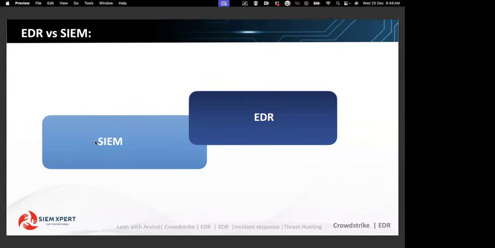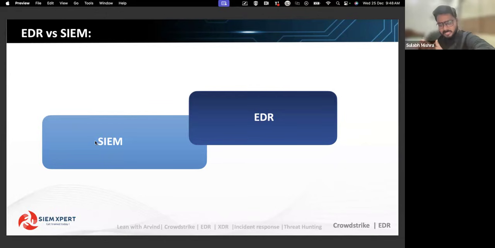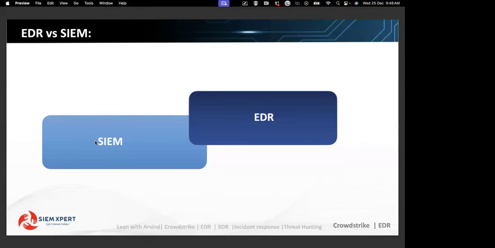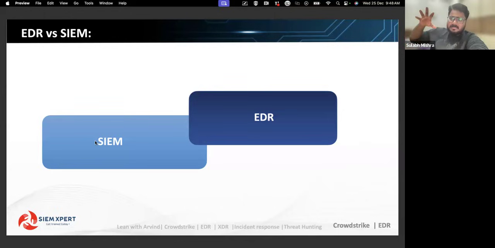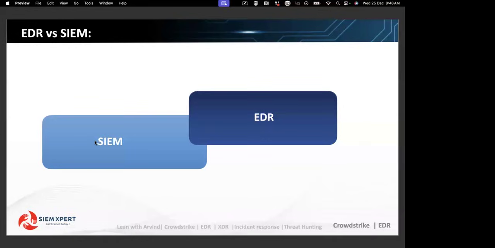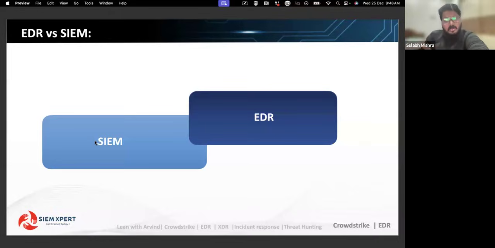Not only for analysis, you have to think about this. Correlation is the main thing. EDR only covers your endpoint, but an endpoint is not only your system or your server. Mostly we install EDRs on servers and desktops, right? What about the firewalls? What about proxy connections? What about email activity? What about user activity? Who will be monitoring all this abnormal activity?